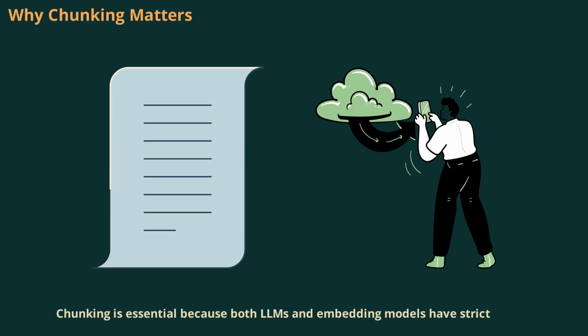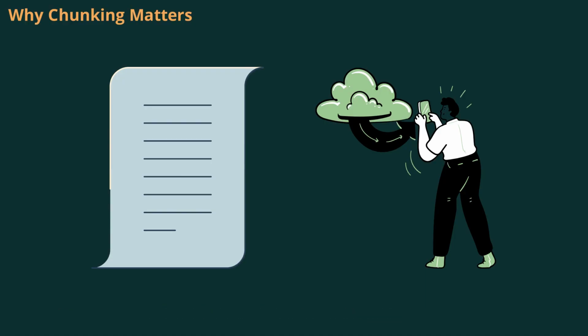Chunking is essential because both LLMs and embedding models have strict limits on the amount of text they can process at once. If documents are too long, important semantic details can be lost, and embeddings may become noisy. By keeping chunks focused and manageable, RAG ensures that each segment retains its specific meaning, making retrieval and generation more accurate. This process is foundational for building effective RAG systems.